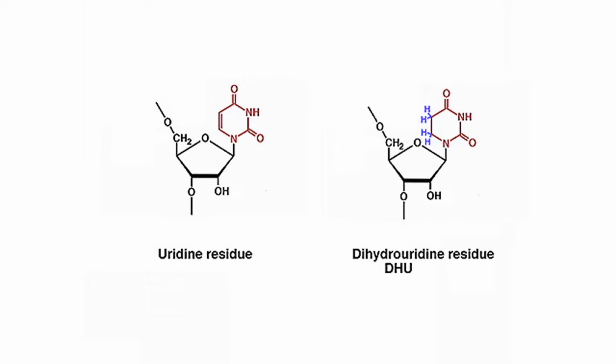So here's a comparison of the uridine residue to the dihydrouridine residue. If you look here, you can see where we have a double bond in the base. It has been reduced in the dihydrouridine residue. Okay, so this decreases the ability to hydrogen bond, and while this part of the base is planar, this now is not planar. It's no longer planar.